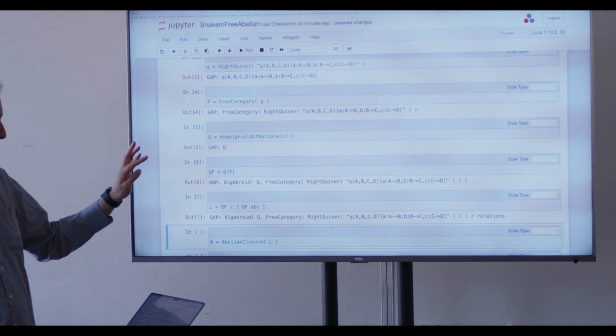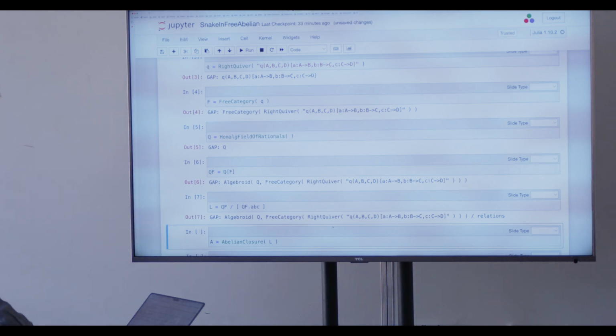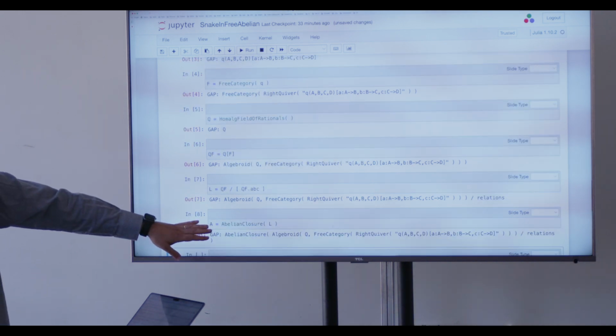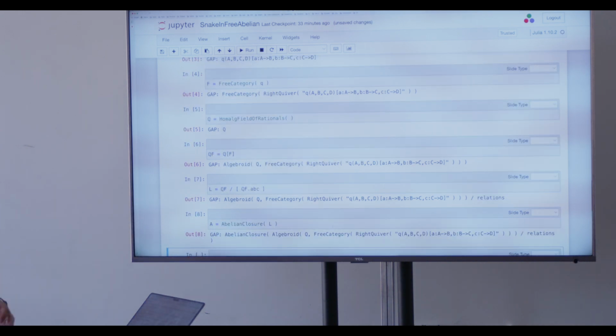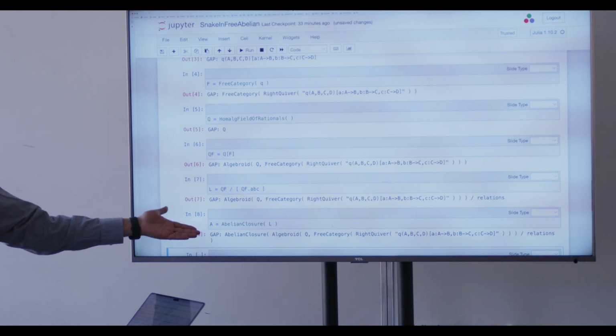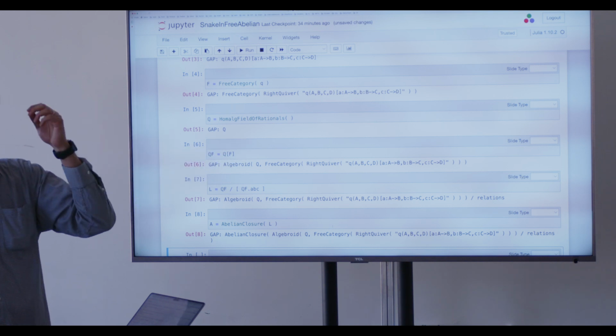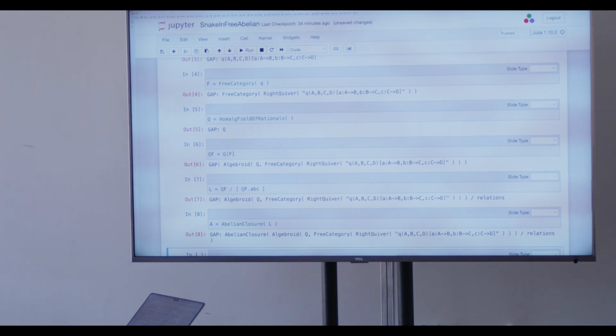But you see here, I'm skipping ahead and now going to the entire abelian closure. This will be a black box. I can talk more about it at the end of the talk if you have more questions. So this is now the abelian closure of L. Now I have an instance in which I have freeness, abelian freeness, based on this basic setup. And this is the setup.